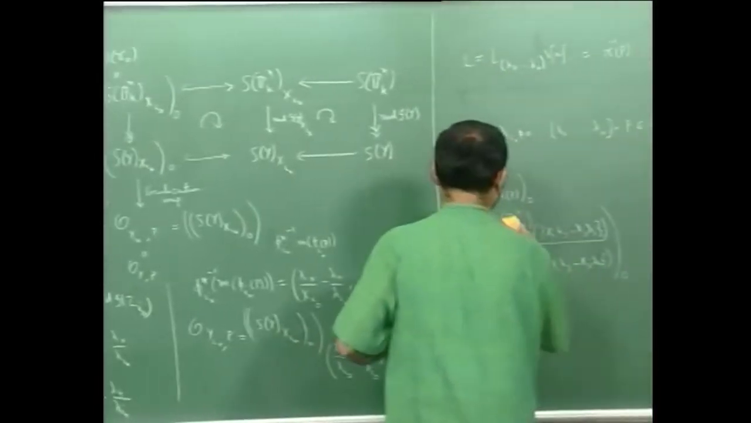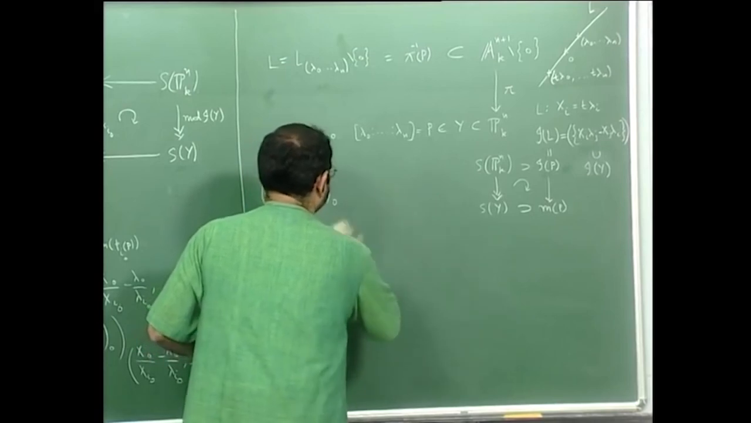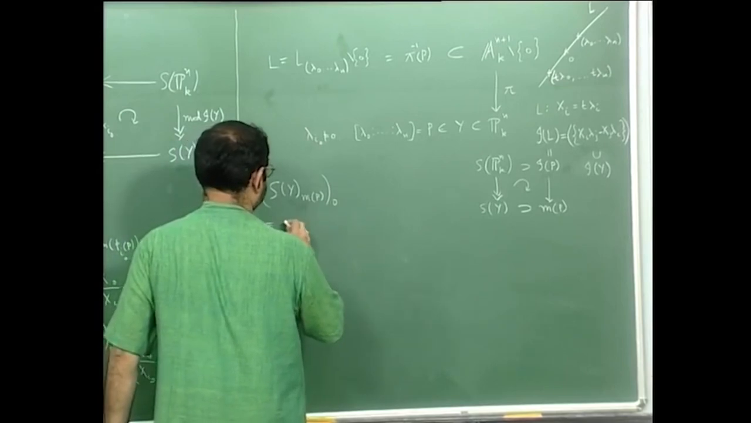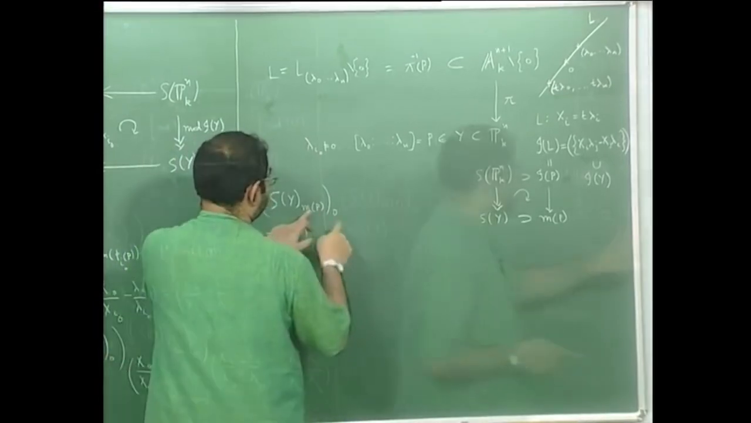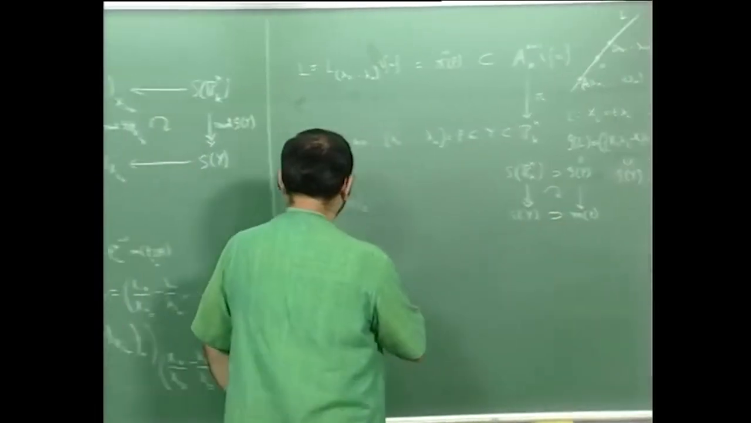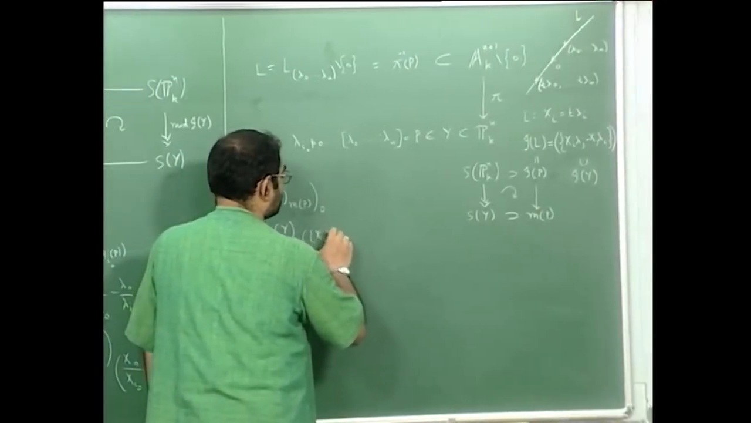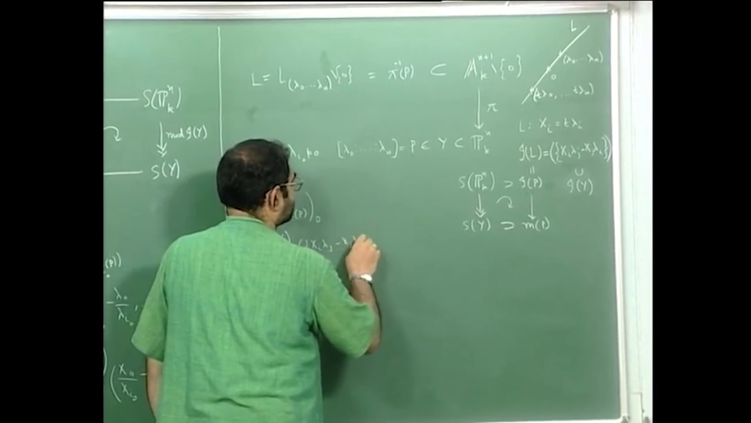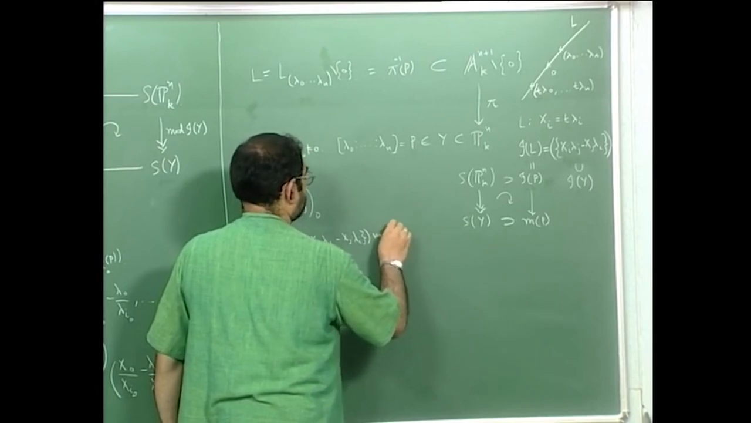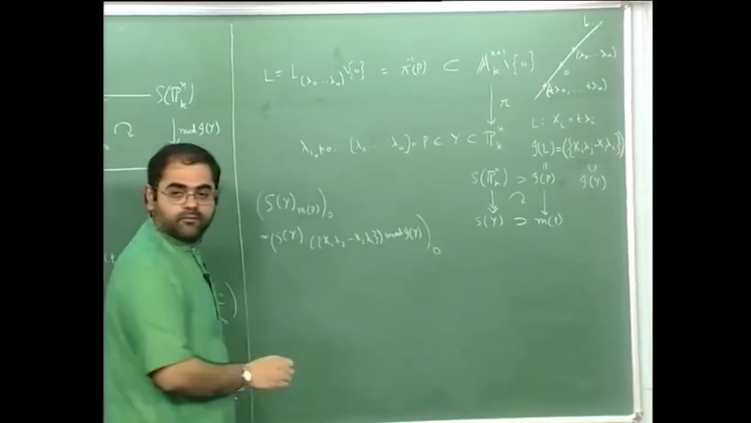So let me again rewrite this. What I am getting here is, this is Sy localized at mp, which is just this ideal mod Iy, okay. So it is just Sy, this ideal generated by xi lambda j minus xj lambda i mod Iy, then localize at 0, okay.